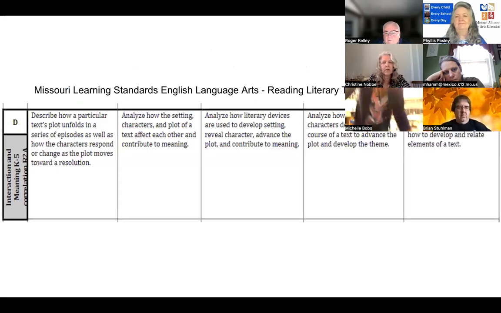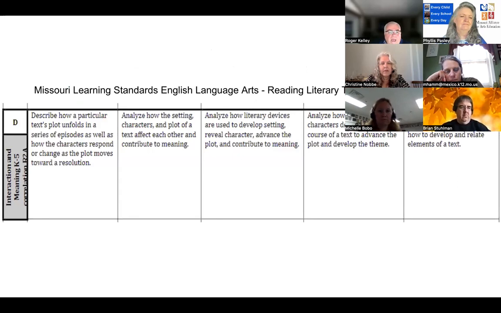And then I wanted to see if I could also find alignment, and remember, I'm not saying mastery, I'm saying alignment that gives us permission to align it on a state or national standard. This was from reading literal text, grades 6 through 12. And there were many things as you went across here, like describe how a particular text plot unfolds in a series of episodes, as well as how the characters respond or change as the plot moves towards resolution. One is that could be something they're reading, but at the same time frame, that could also be something they're writing. And you're going to take them through many steps. And that's just one example of many you can find in ELA of ways that it can align.